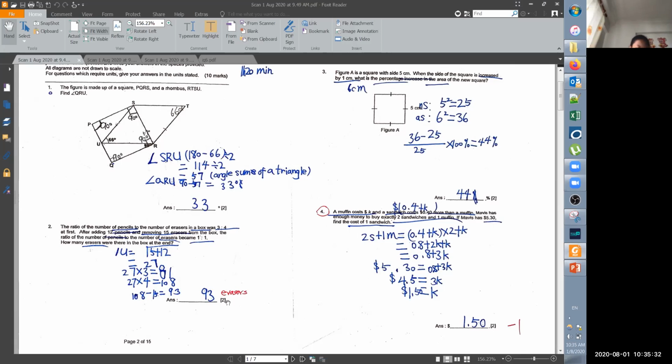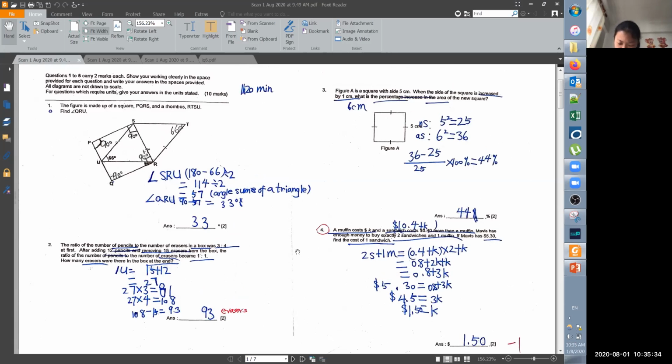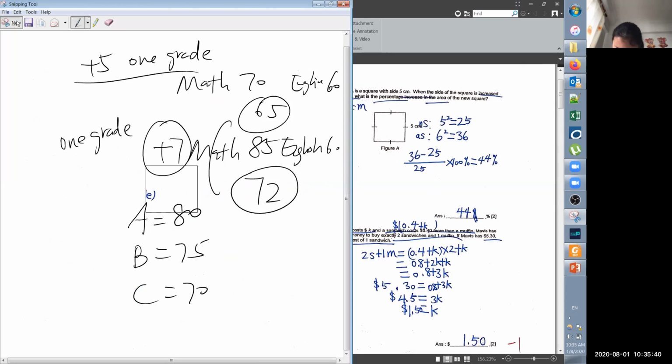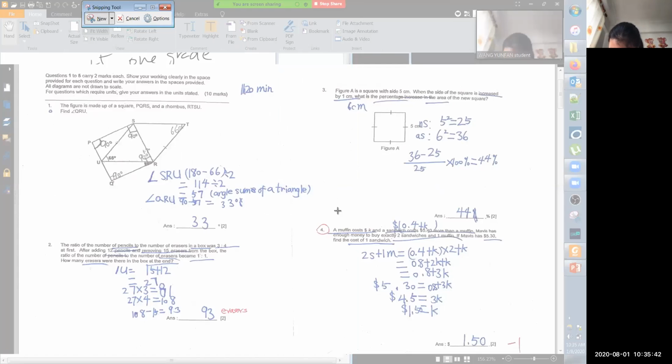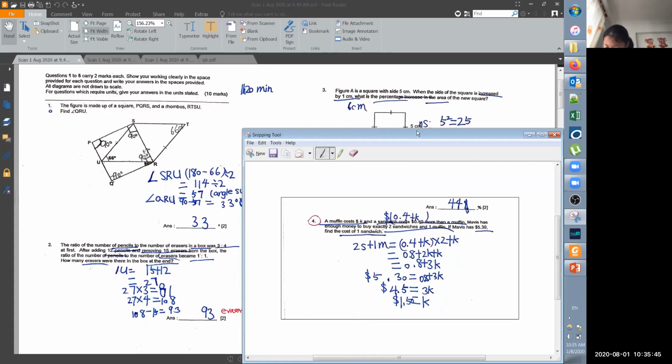Okay, the unit here, yeah. So, question 4. This should be quite easy also if you use the table method. And let's look at it together.